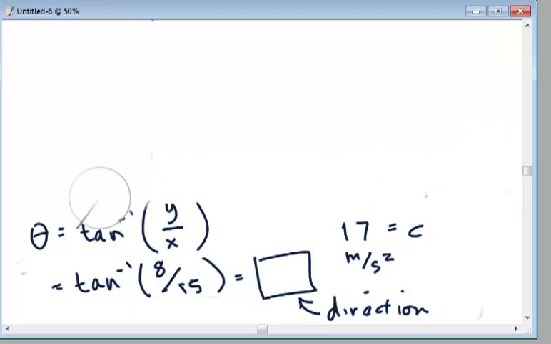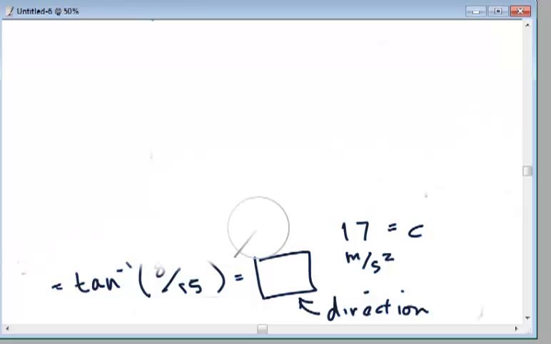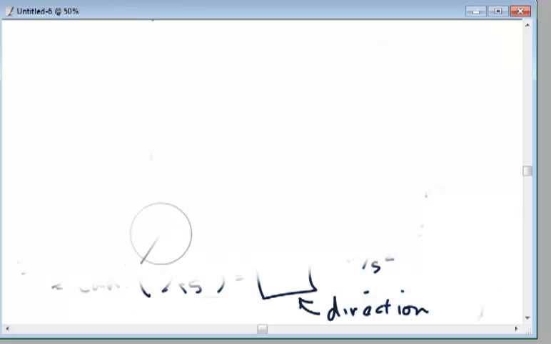Okay, let's move on to question number 9, another vector question, and here we're looking at a single vector that we're trying to break up into components. It's a second quadrant vector because it's pointed off in this direction.